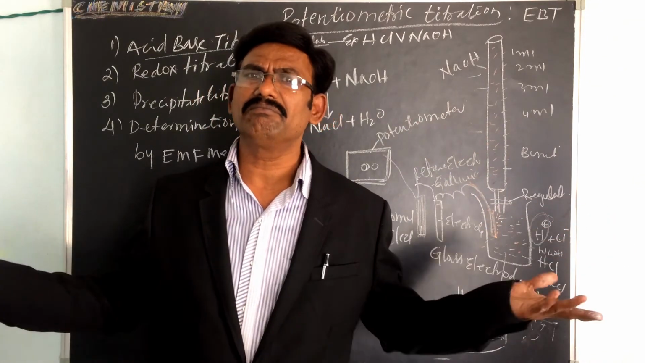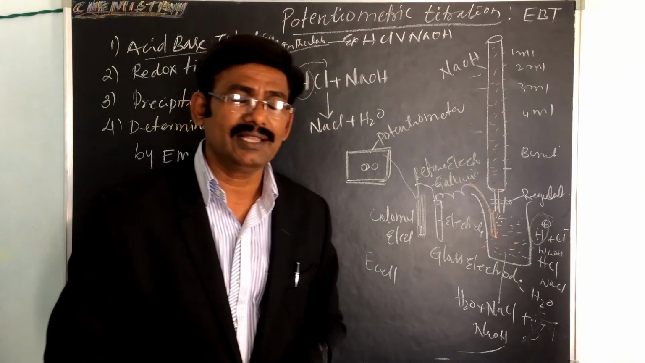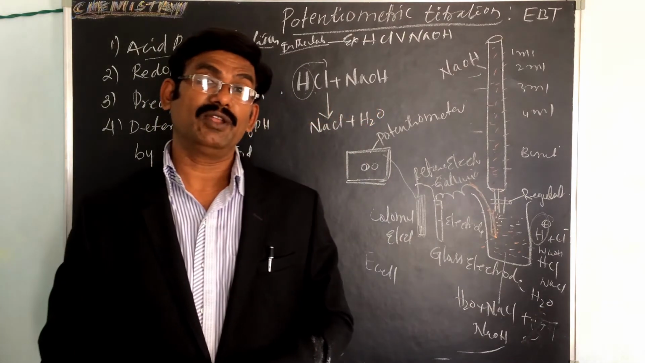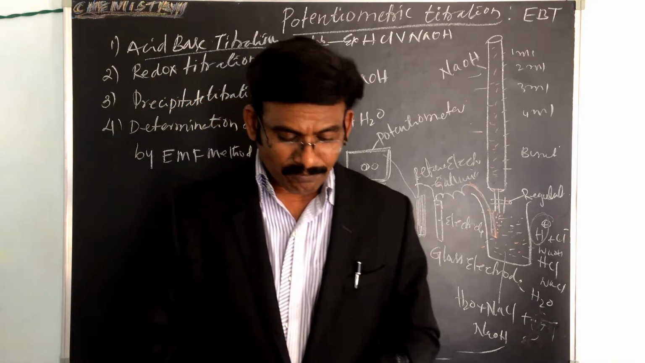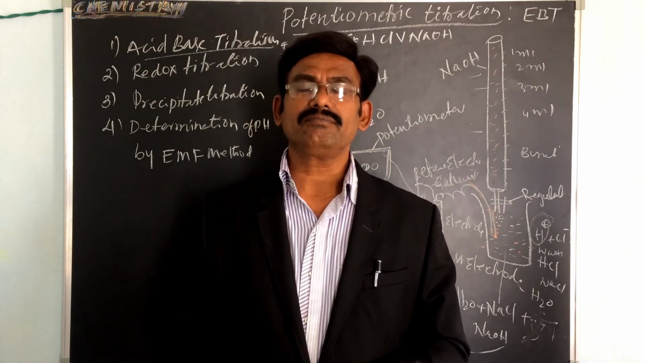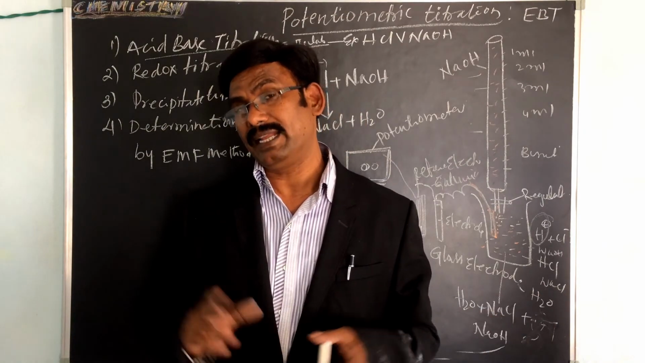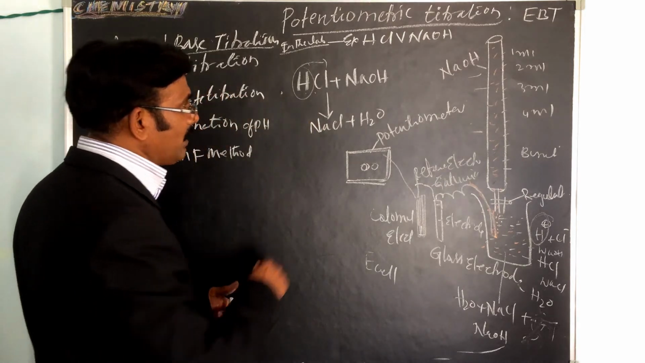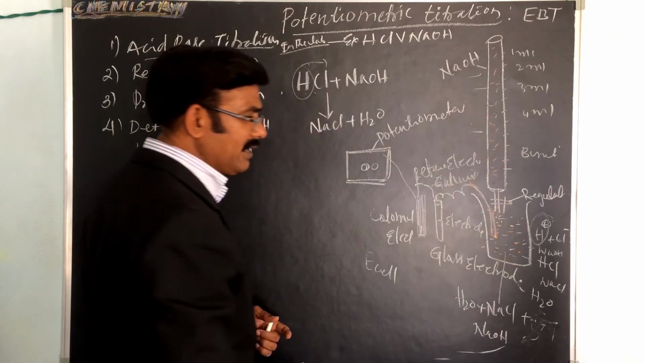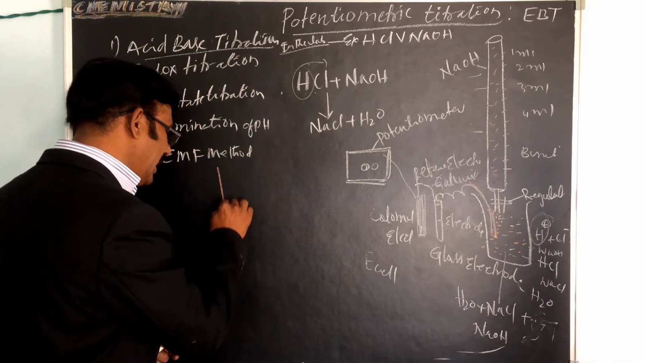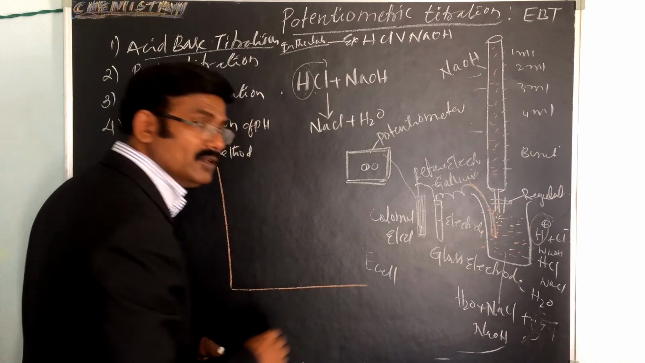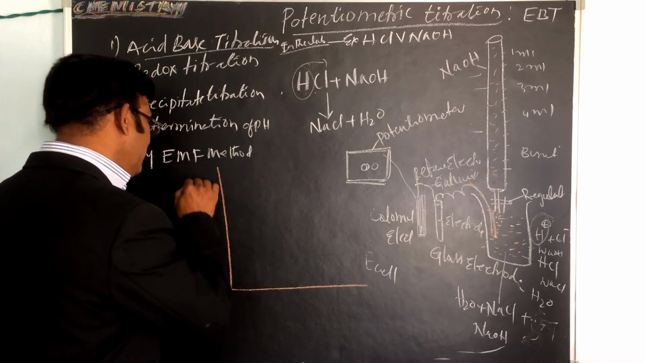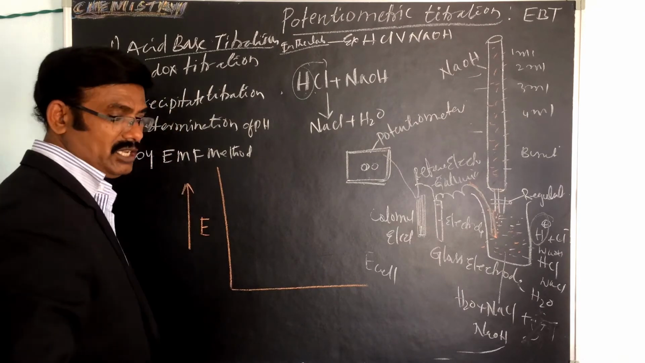So the NaOH same point will come. There is no noticeable change in the potential when the EMF is plotted against the volume of NaOH. So how can we draw the graph? Decreasing the H plus ion concentration, so the graph is like this. Here we can write the standard electrode potential value.